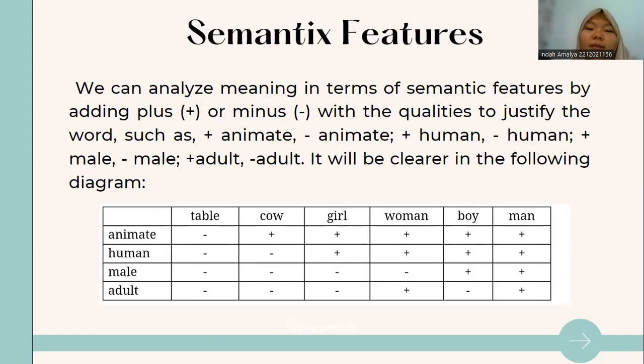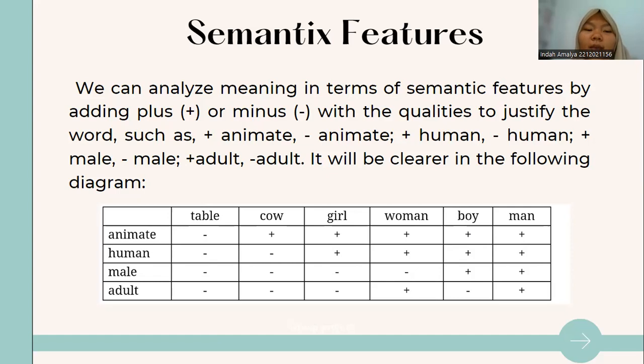The table is minus animate. The cow is plus animate. Girl is plus animate. Woman is plus animate. Boy is plus animate. Man is plus animate. Table is minus human. Cow is minus human. Girl is plus human. Woman is plus human. Boy is plus human. Man is plus human.